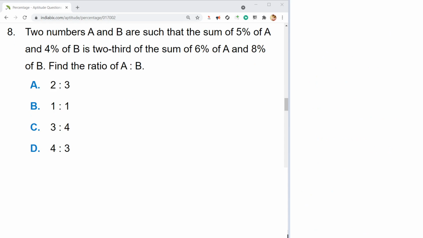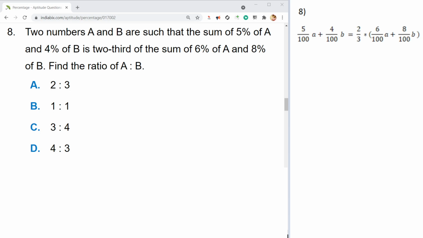Two numbers A and B are such that the sum of 5% of A and 4% of B is 2/3 of the sum of 6% of A and 8% of B. Find the ratio of A is to B. Sum of 5% of A and 4% of B, that means 5 by 100 into A plus 4 by 100 into B equals 2 by 3 into the sum of 6% of A, which is 6 by 100 into A, and 8% of B, plus 8 by 100 into B. We need to find out A by B.